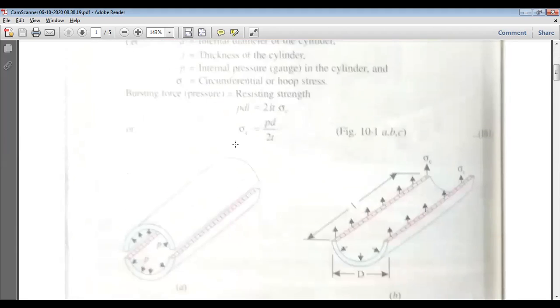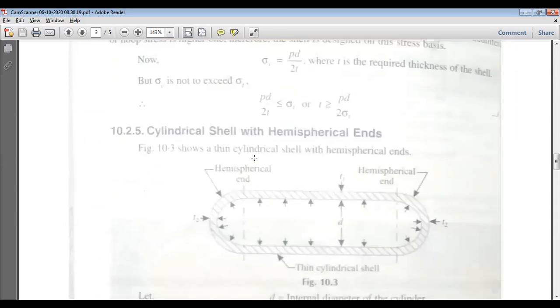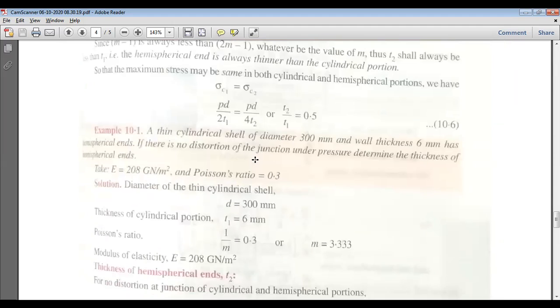So once we have got these thicknesses, we will be defining the thickness T of the hemisphere shell of the thin cylindrical shells. So we can calculate T2 by T1. So this is the process of finding the thin cylindrical shell hoop stresses. This will be explained by an example.